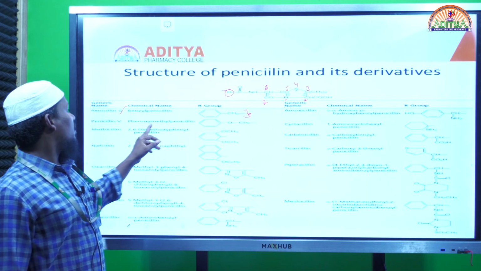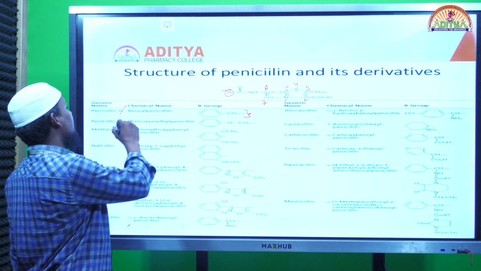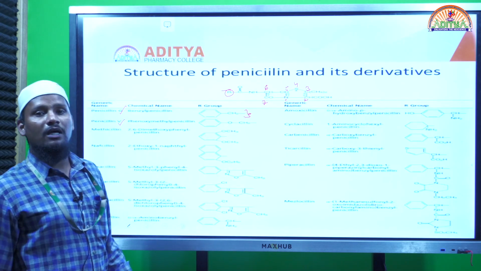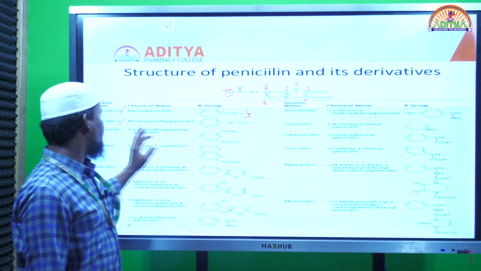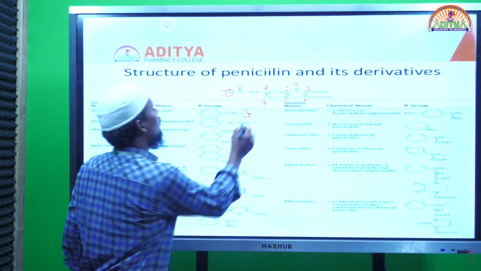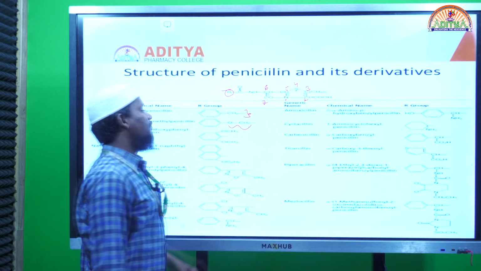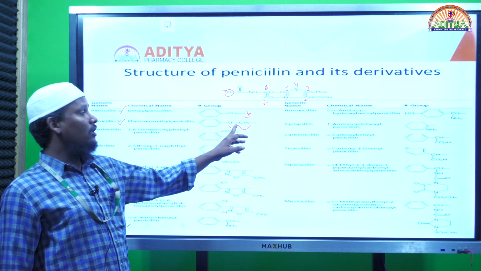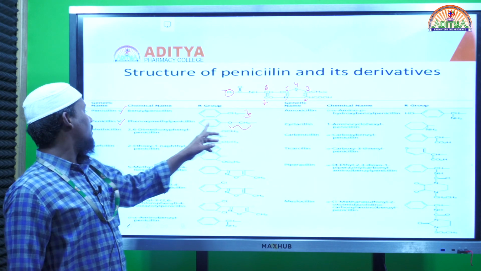The next one is phenoxymethylpenicillin or penicillin V. In that we are going to introduce a methoxy functional group. This is the methyl group and the oxygen, a methoxy functional group with an aromatic ring, that is penicillin V.